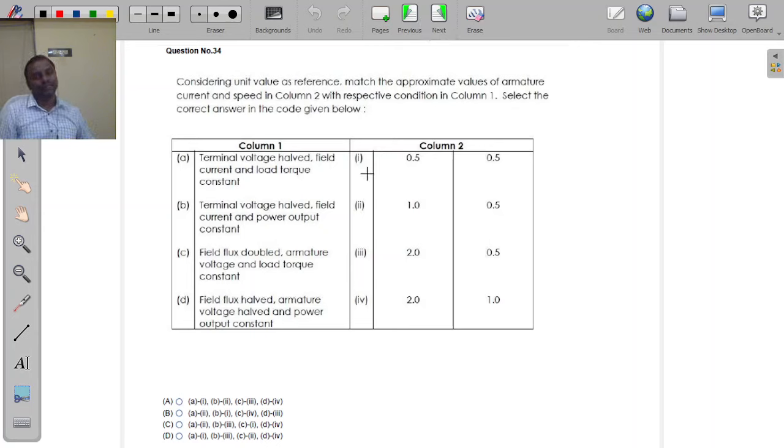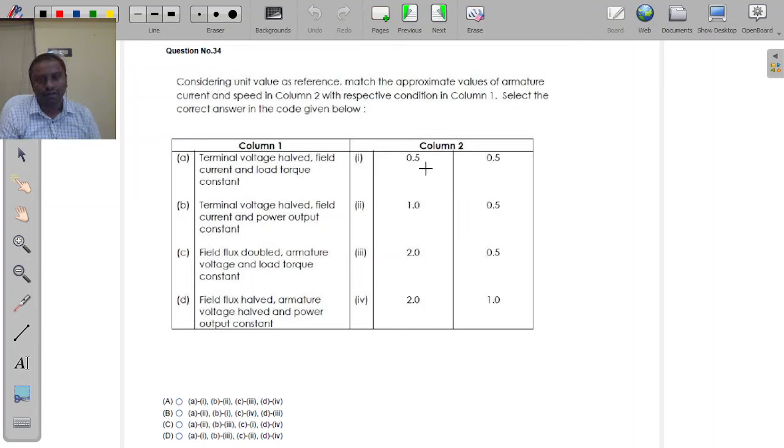See, this is a very big question. They are wantonly giving these problems to trap you and waste our time, otherwise it will take a minimum of 4 to 5 minutes. Consider the unit value as the reference and match the approximate values of the armature current and the speed in column 2 with respect to column 1. Select the correct answer in the code given below. They are saying the terminal voltage is halved, with field current and load torque kept constant. This is case 1.